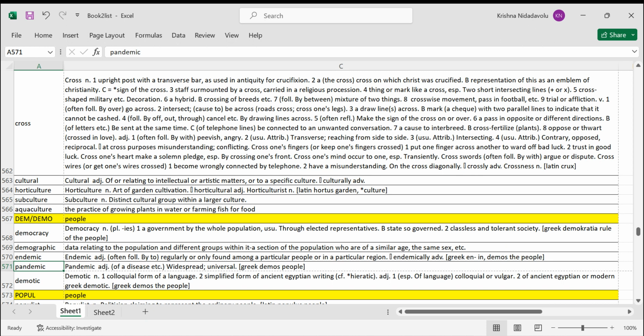Demo, dem is people. A demagogue is the one who appeals to the people. Demotic is popular, used by most people, or common. In language, we would call it colloquial.